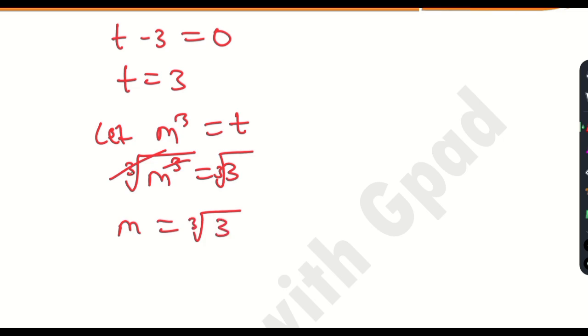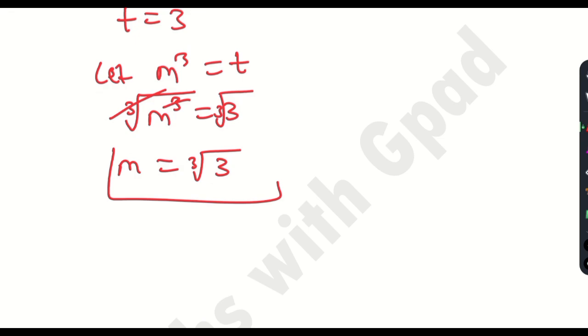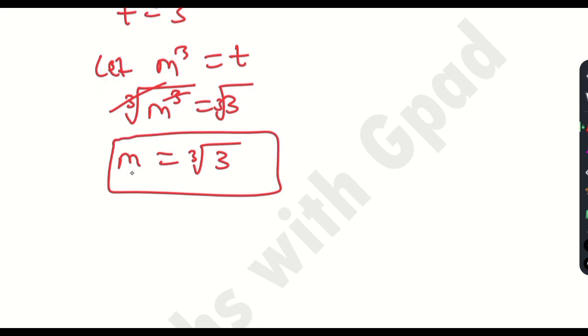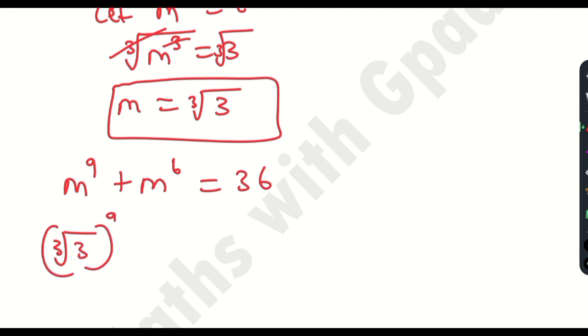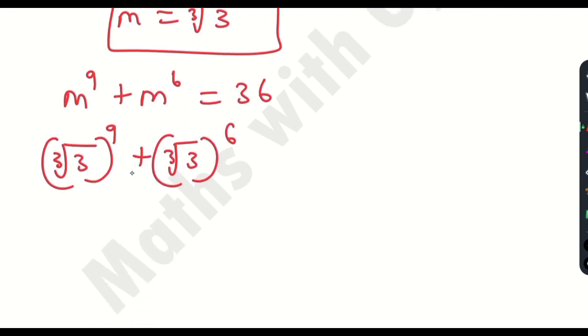Now we need to verify our answer. So we'll test this in the original equation, which is m raised to power 9 plus m raised to power 6 is equal to 36. So since m is equal to the cube root of 3, let's plug it in here and see if it will give us 36. So the cube root of 3 raised to the power of 9, from here, plus the cube root of 3 raised to the power of 6. Let's see if this will give us 36.